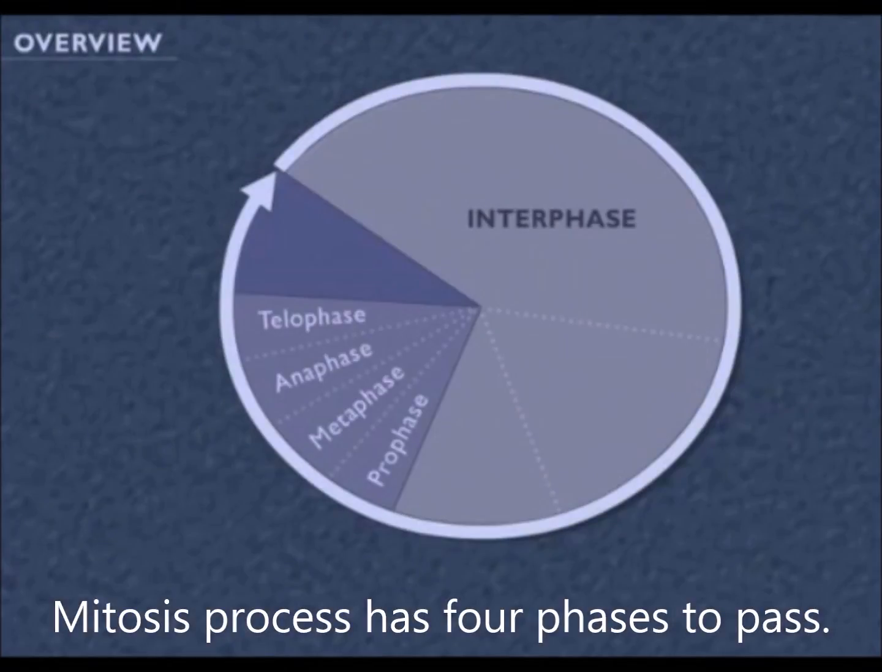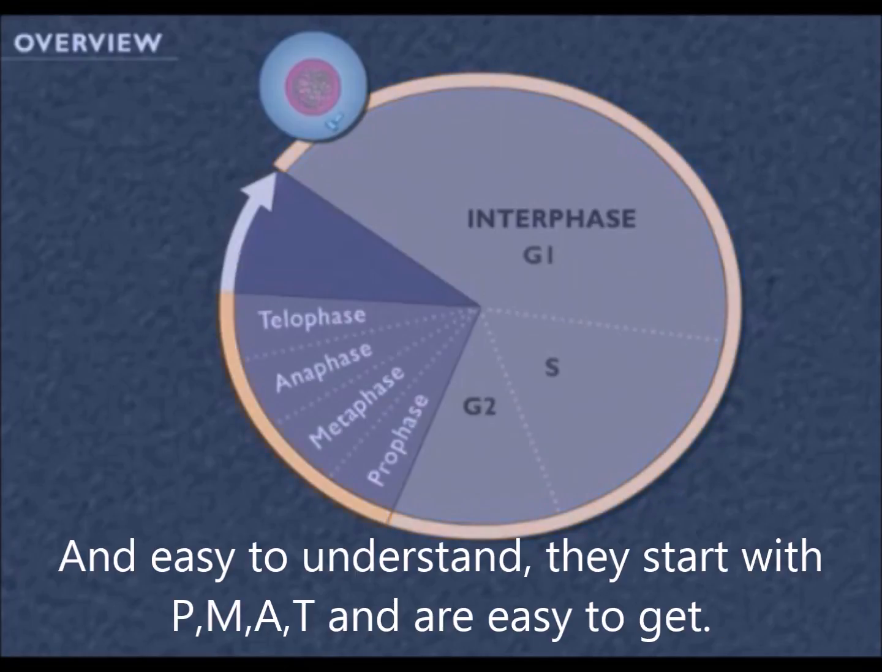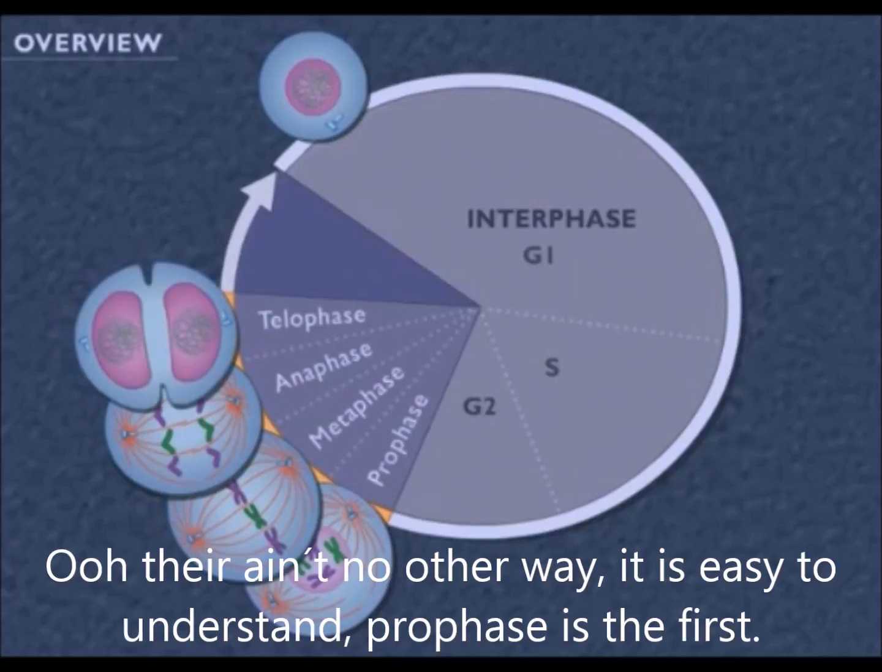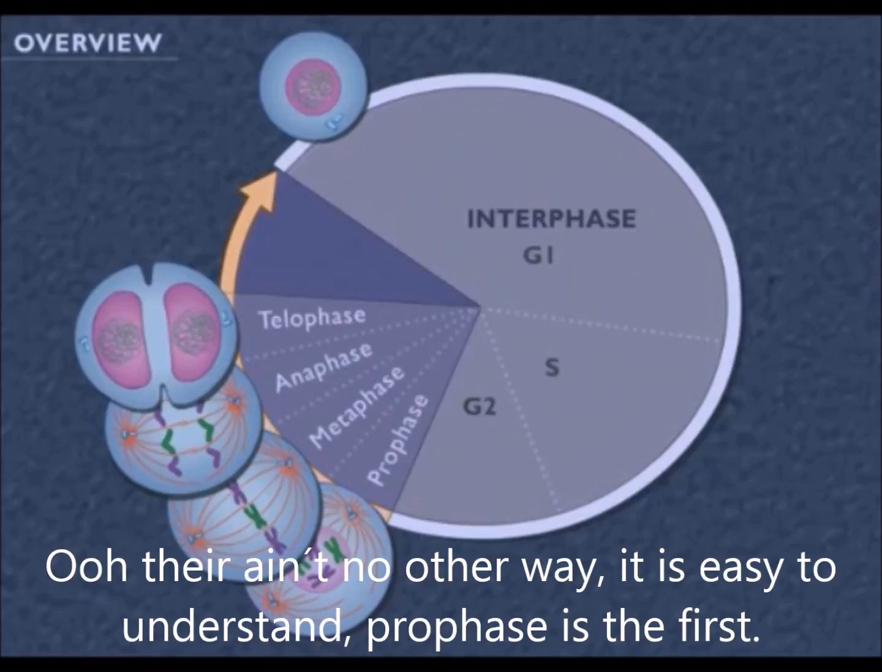Mitosis process has 4 phases to pass. They start with P, M, A, T, and are easy to find. They are quickly to learn and easy to understand. They start with P, M, A, T, and are easy to get. Ooh, there ain't no other way. It is easy to understand. Prophase is the first. Ooh, there ain't no other way. It is easy to understand. Prophase is the first.